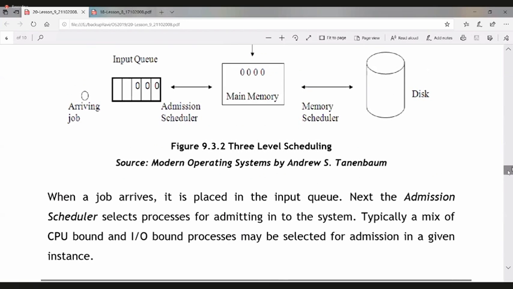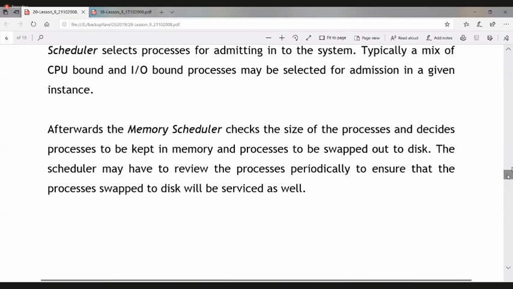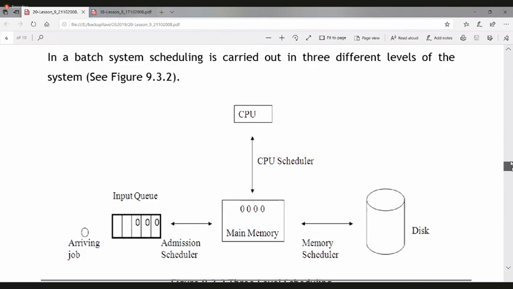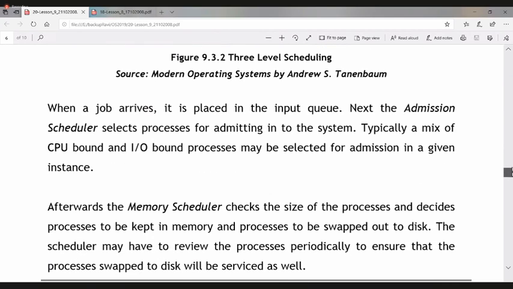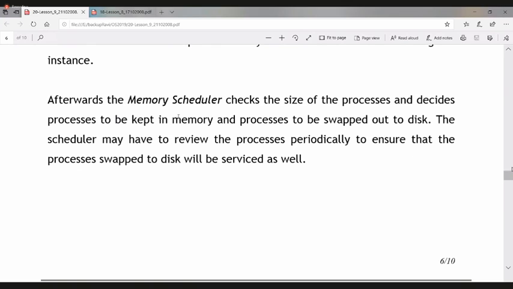Afterwards, the memory scheduler checks the size of the processes and decides which process to keep in memory and which process to swap out to disk. So when you enter a new one into the memory, you have to find space. So you have to decide which one to put back to the hard disk and make some space for the newcomer, and so on, right? So you need an algorithm for that. So it is handled by the memory scheduler.